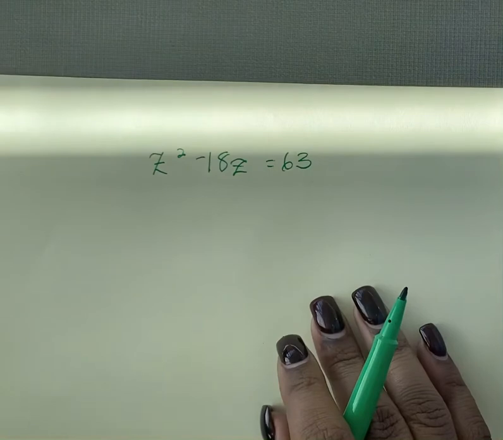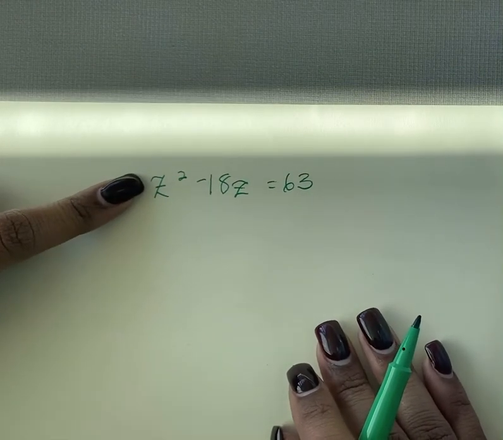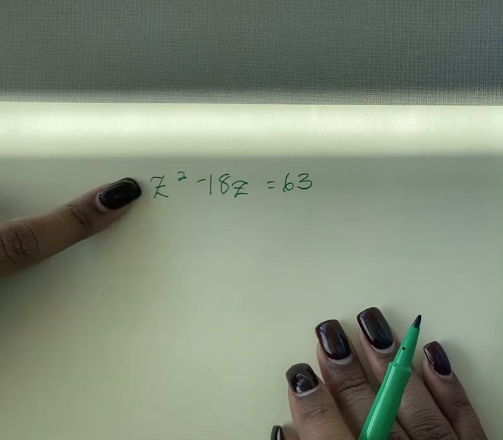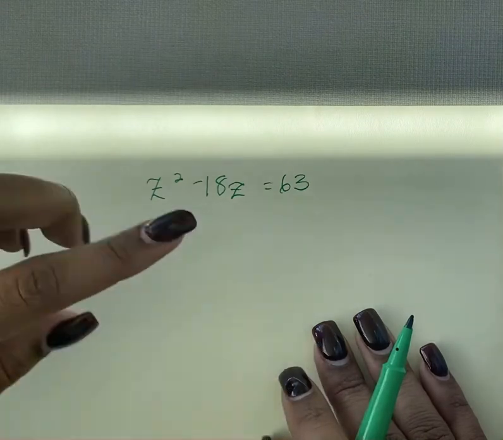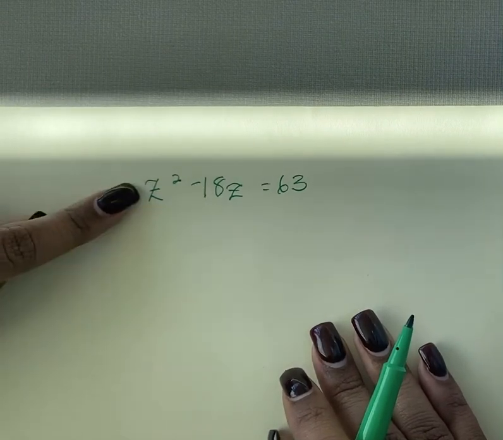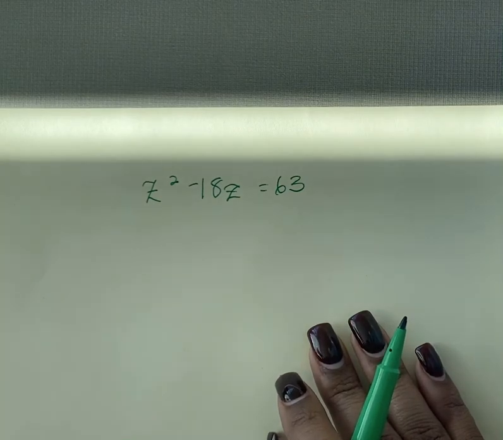Okay, and so your first step is just to really make sure that A is 1. You can only use the process of completing the square when A is 1. If A is not 1, then you need to divide everything in the equation by whatever A is to create a new equation that is still equivalent, but a new equation where A is 1.